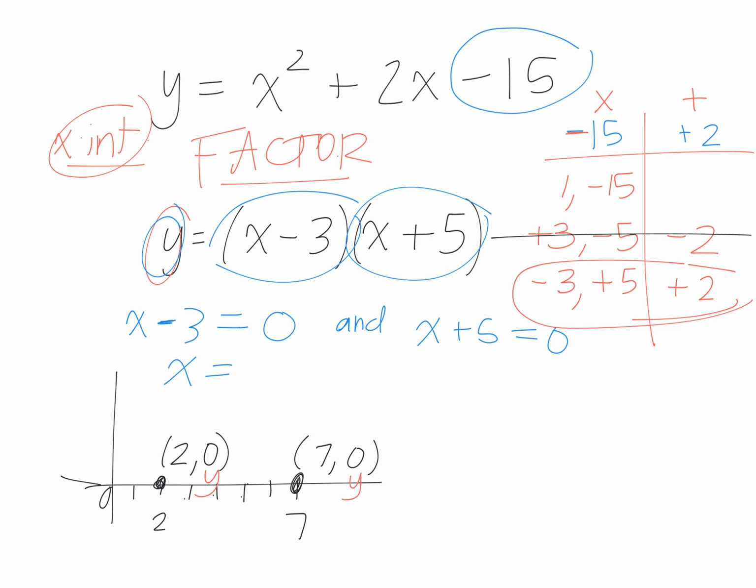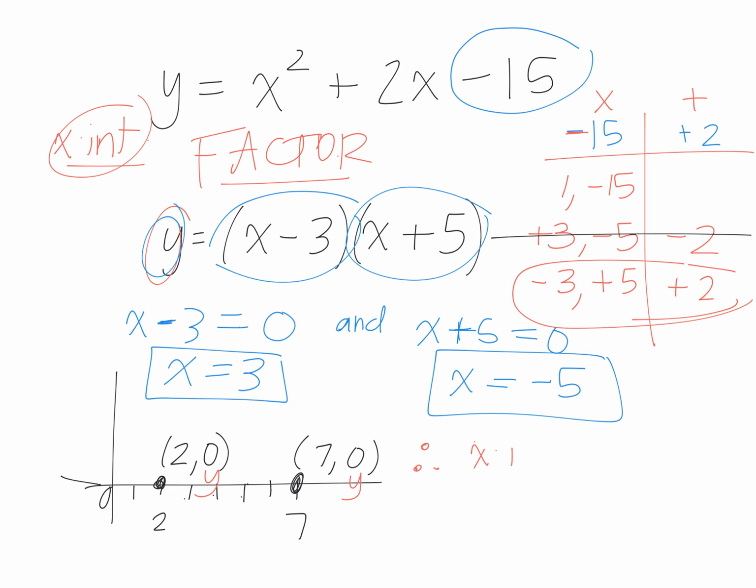If x take away 3 equals 0, what is x equal to? What take away 3 equals 0? X equals 3, and x equals, what's the opposite of plus 5? Minus 5. Therefore, the x-intercepts are located at (3, 0) and (negative 5, 0). The x-intercepts are 3 and negative 5. You can write it like that, or you can put 3 and negative 5.